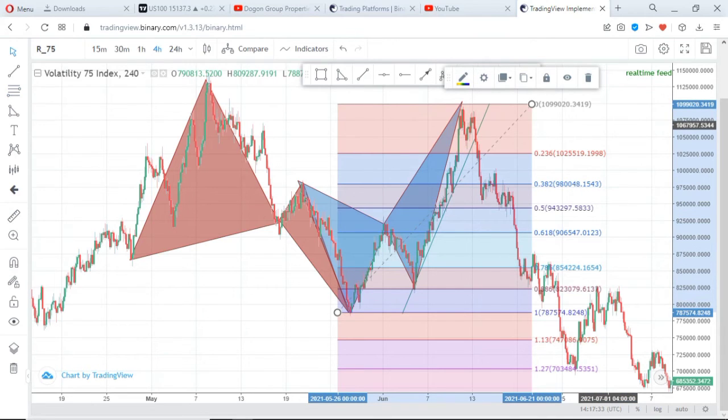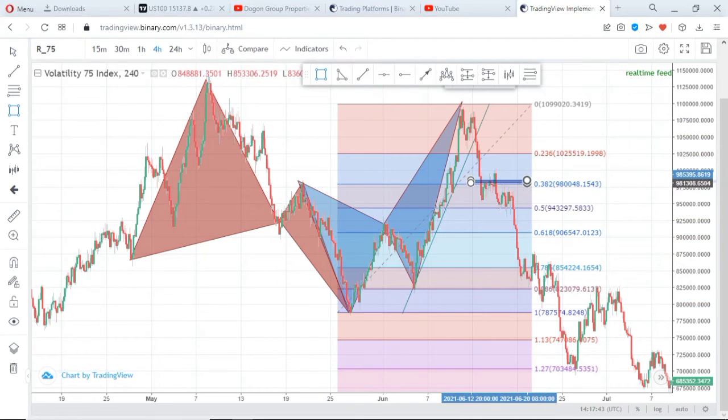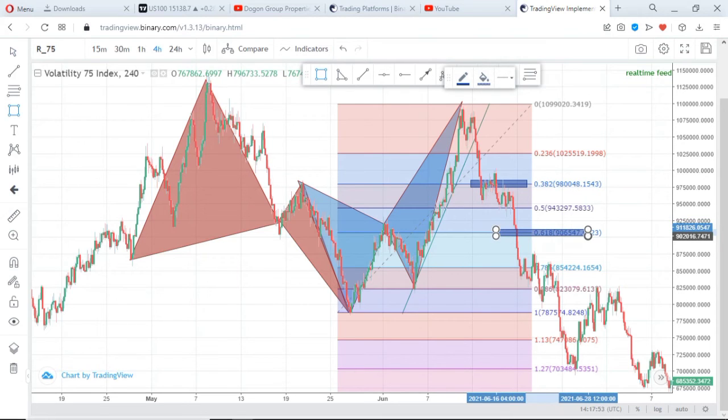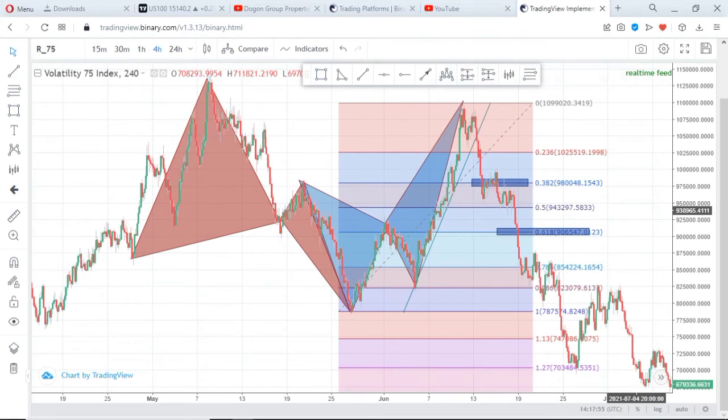We said that first target is where? 38.2. You can see that area is also sensitive. There's a lot happening on that area also. It took our first target right there. 38.2, you could have got your profit right there. Retraced a bit, went down again to where? Shot to 618 right there. 618 was our second profit. Two harmonic patterns formed in one place.